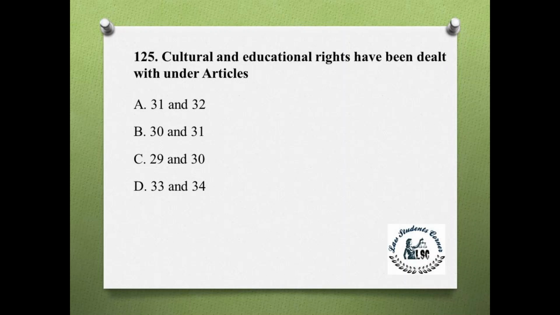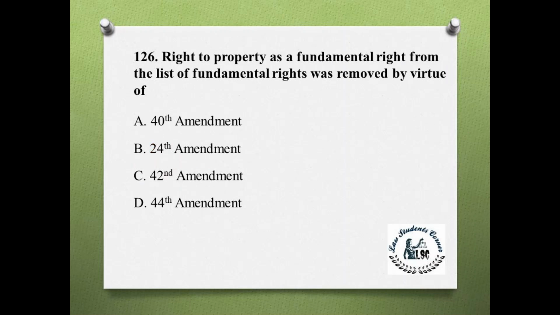Question number 125. Cultural and educational rights have been dealt with under Articles: option A, 31 and 32; option B, 30 and 31; option C, 29 and 30; option D, 33 and 34. Correct answer is option C, 29 and 30.